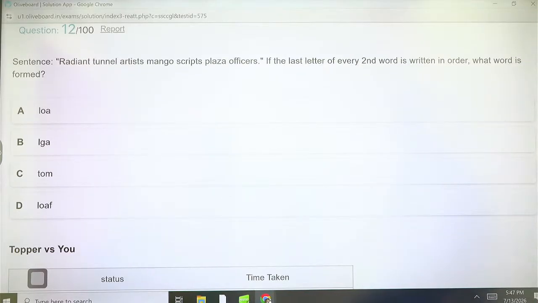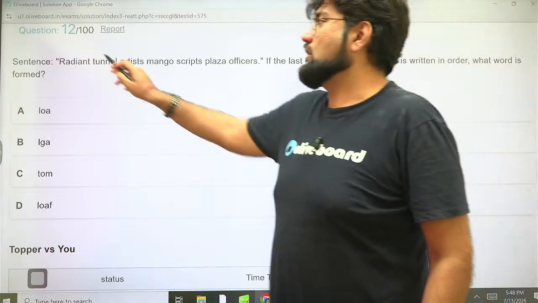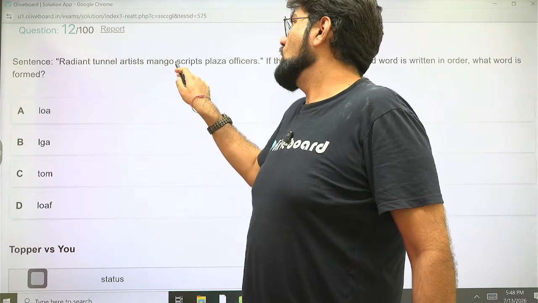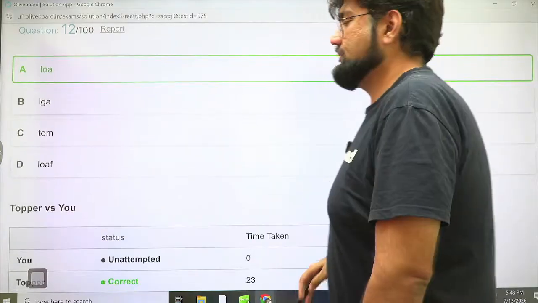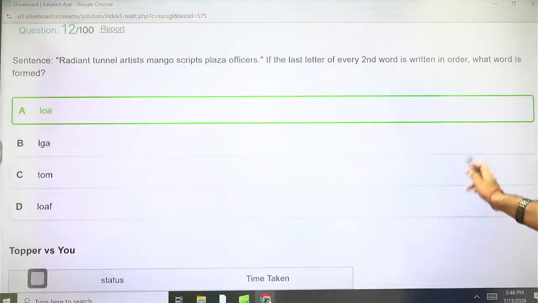Radiant, Tunnel, Artist, Mango, Scripts, Plaza, Officers. If the last letter of every second word is written in order, what word is formed? Every second word, last letter. So L, O, A. Option A. 23 seconds.